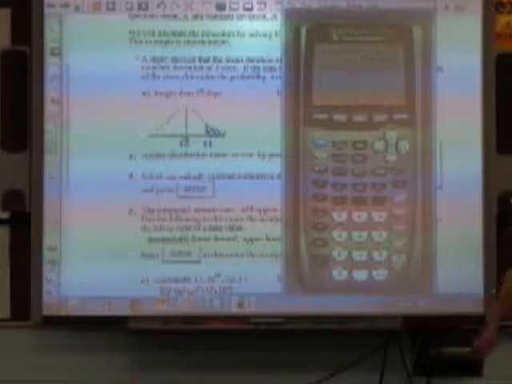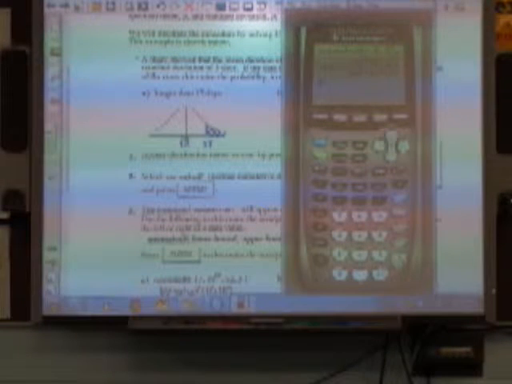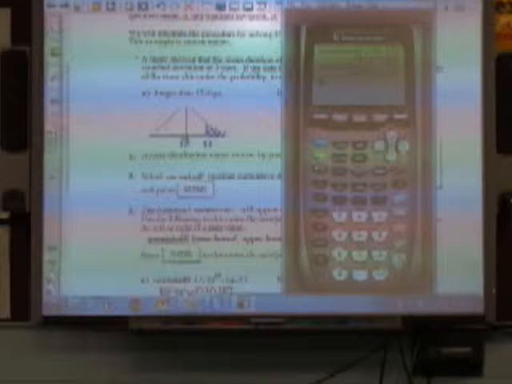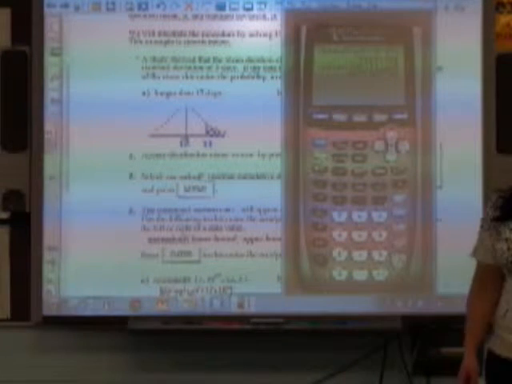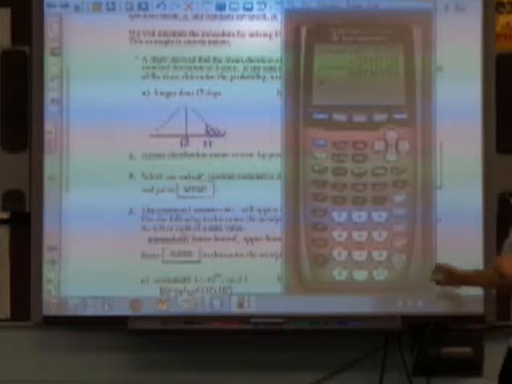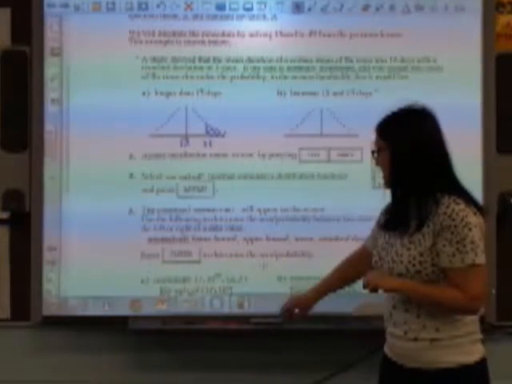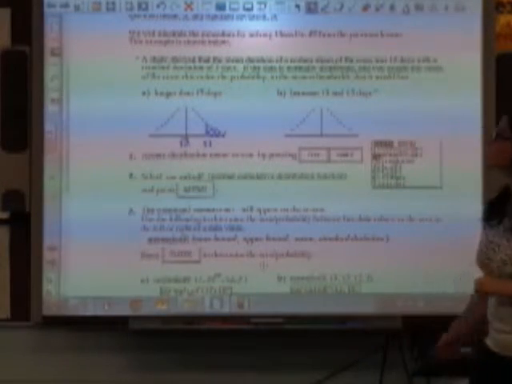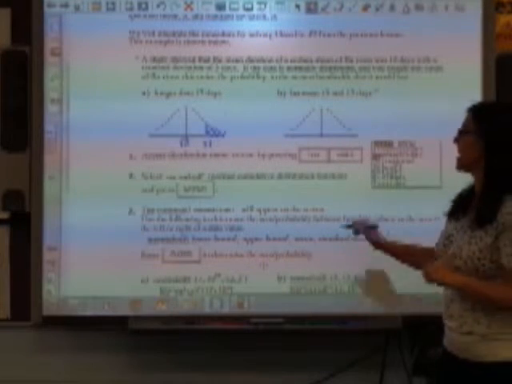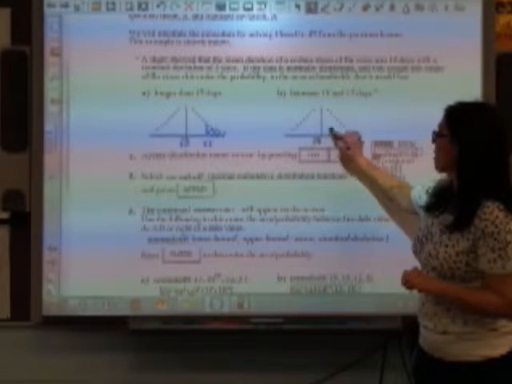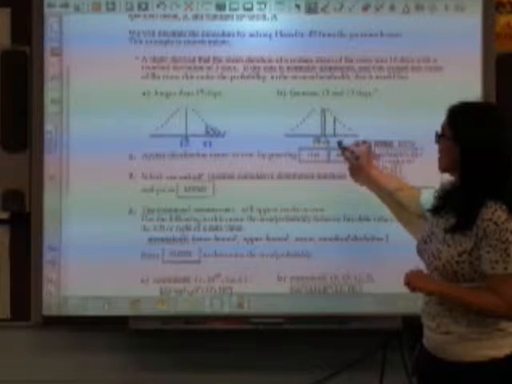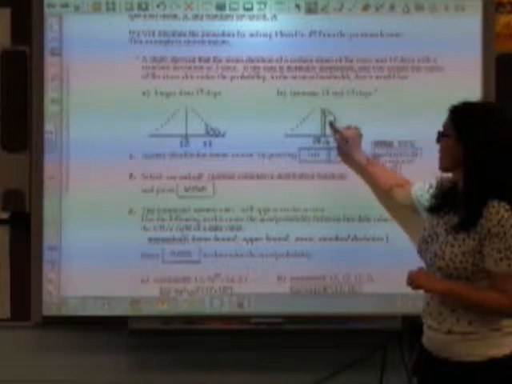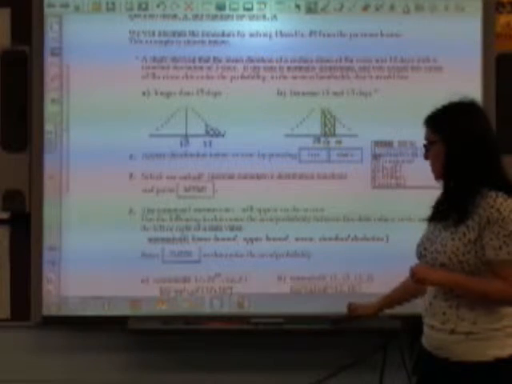And then I press enter, and I get 0.047779, which gives me like 4.7%. So then if I look at the second example, between 13 and 15 days. So I have 12, then I'm going to have 13, and then I'll have 15. And I want the area between those 2 values.